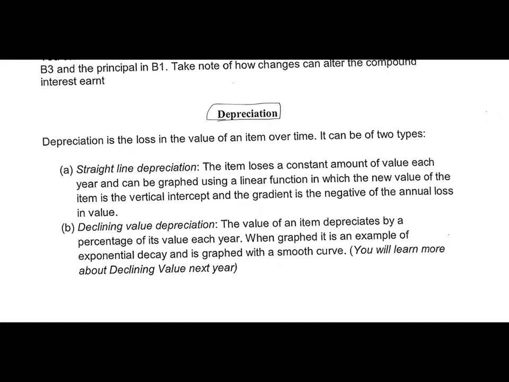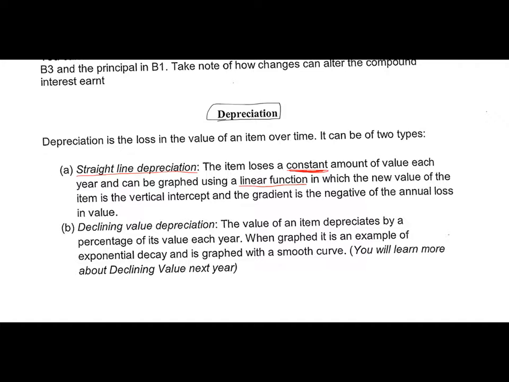So as it says, there are two types of depreciation. One is straight line depreciation. What this means is the item loses a constant value each year from one year to the next. So something like $1,000, $200, $10,000, etc. And the important part about it is that if you draw a graph of the value of the item over time, you are going to get a straight line, a linear function. Funnily enough, that's why we call it straight line depreciation.